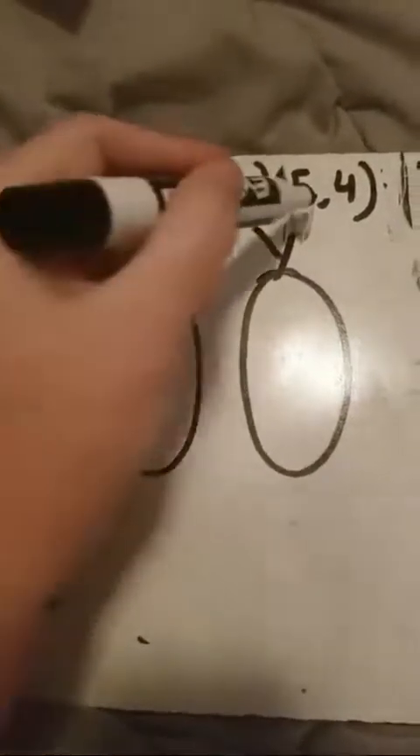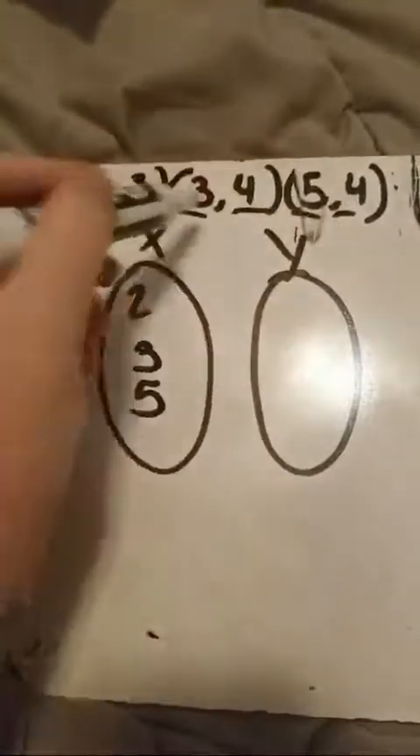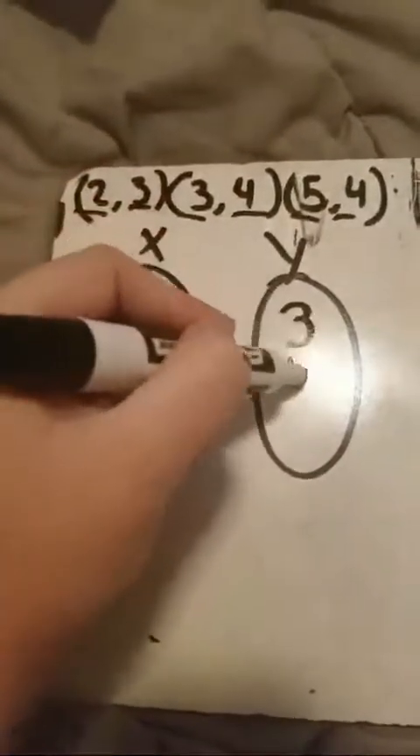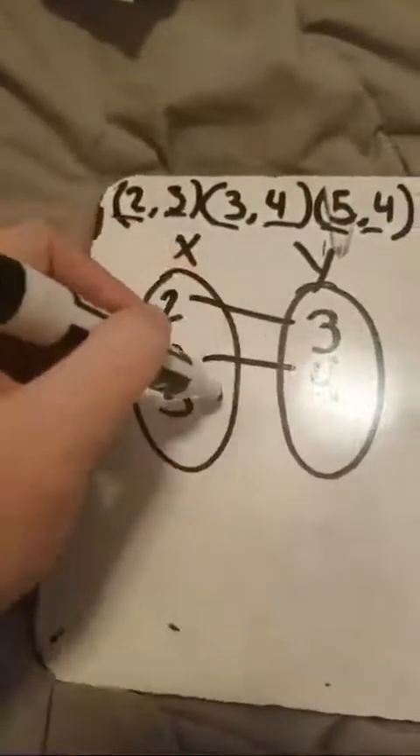X, Y. Your domain is your x's, so you have 2, 3, 5. None of those repeat, and we're going to put them in numerical order, 2, 3, 5. Over here we have 3, 4, 4. They're in numerical order, so it's 3, 4, but it repeats, so I only have to write it once. My y's repeat, which is okay, it's still a function, so I match my 2 to my 3, my 3 to my 4, and my 5 to my 4. Mapping. That's it.